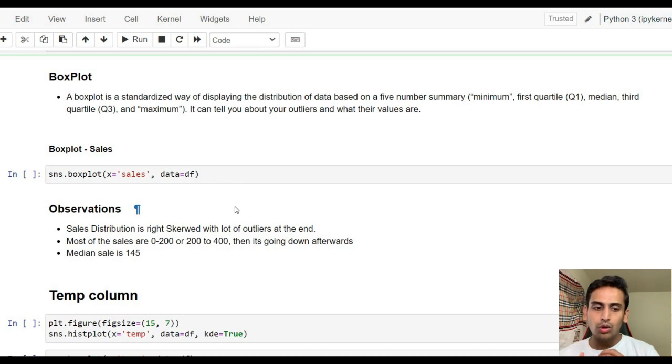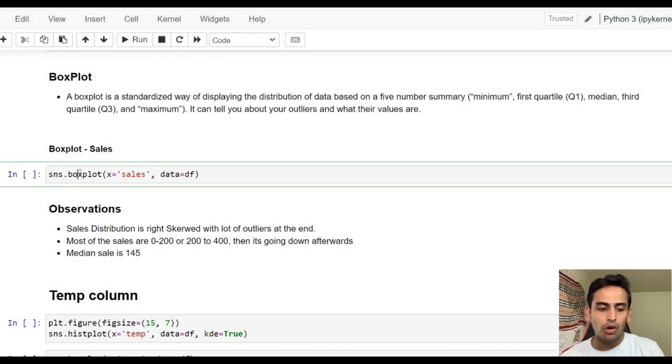Now we can go to another level of numeric column analysis using box plot. Box plot is very helpful in telling me what my minimum value is, what the 25 percentile is, what the 50 percentile or median is, what the max value is, and whether there are any outliers in my data or not. So we can use the box plot function. In SNS we have a box plot function. On the x-axis I want to plot the sales, and the data I'm providing is df.